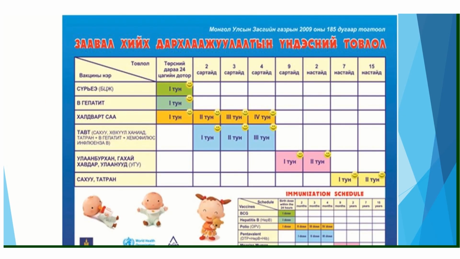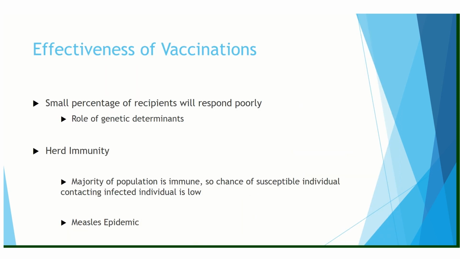So there is a schedule that we use in Mongolia. There is the BCG vaccine, hepatitis B vaccine, polio and pentavalent, measles, mumps and rubella, and diphtheria tetanus vaccine. On this schedule, we will talk more in the future and in our practicals. There is also the effect of vaccination, and it is very effective. Some vaccines are effective, but in some individuals, because of genetic inheritance, the immunization does not work. And I would also talk about herd immunity.